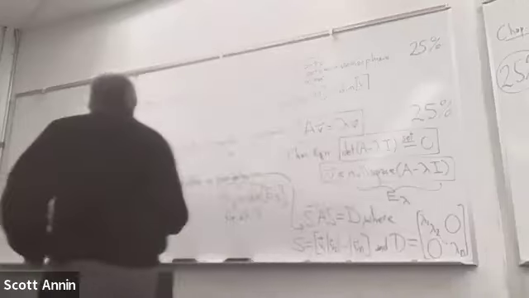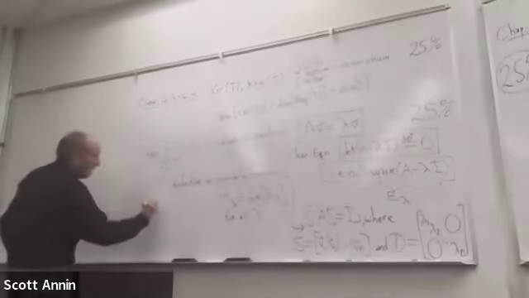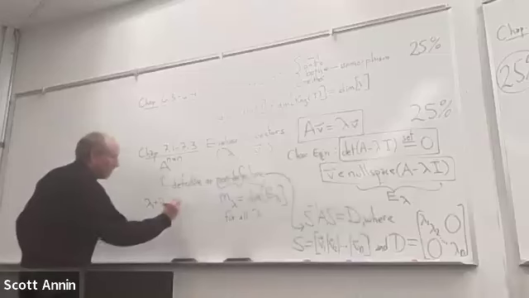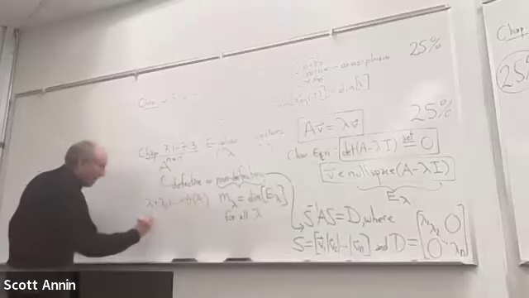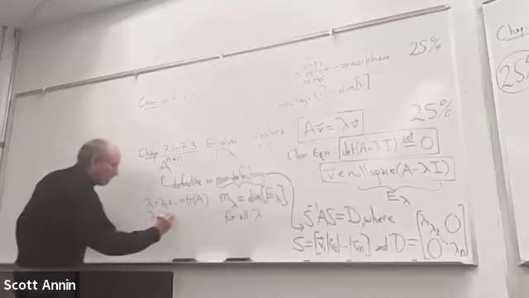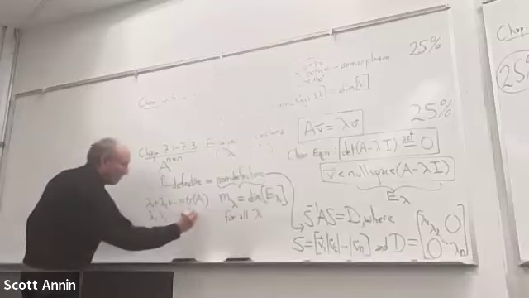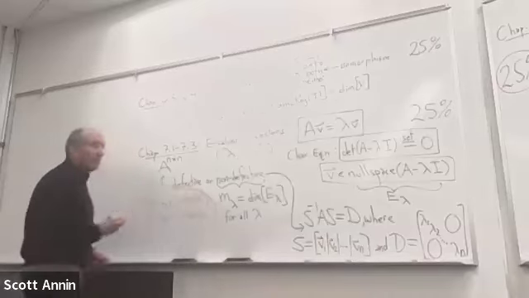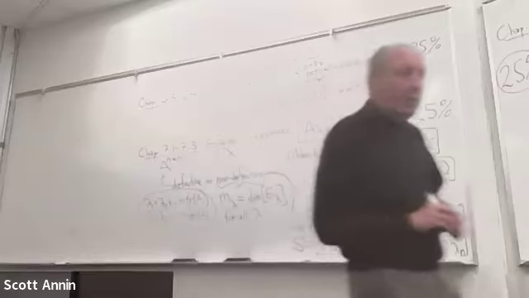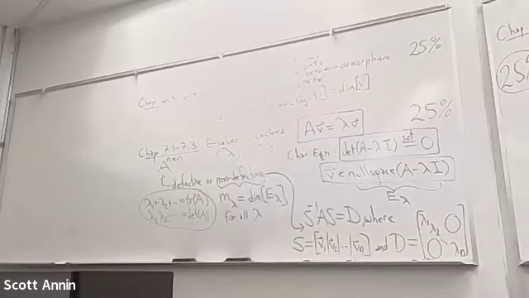But now we have this nice set of fun facts. If we add up the lambdas, this technically goes in chapter 7. I should have put it over here. If we add the lambdas together, we get the trace of the matrix. And if we multiply the lambdas together, we get the determinant of the matrix. So don't hesitate to check your lambdas to make sure you're getting them right.